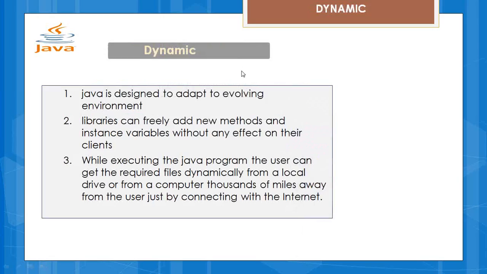Java is dynamic. Can anyone explain what you mean by dynamic? Dynamic means always runtime. Whenever the word dynamic comes, it means runtime.